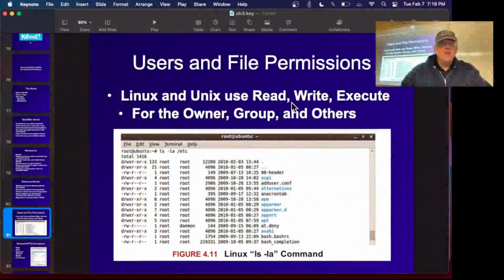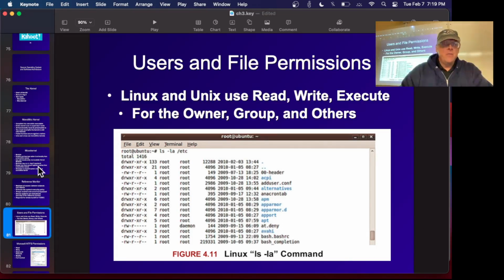So in Linux and Unix, you have read, write, and execute permissions. So you have an object like this header file owned by root, and the root has read, write, but not execute permissions, and people in the group have read only, and other people have read only. So you have these 9 bits that determine what permissions are available.